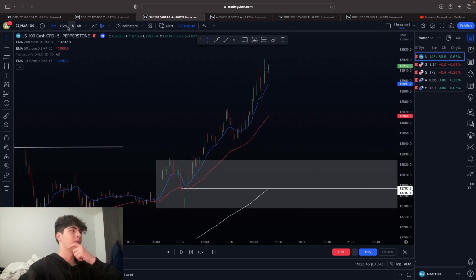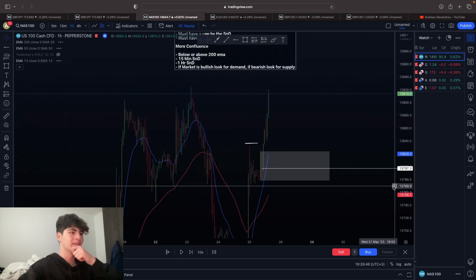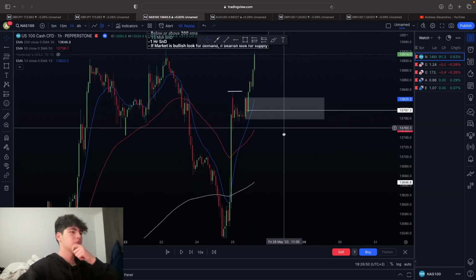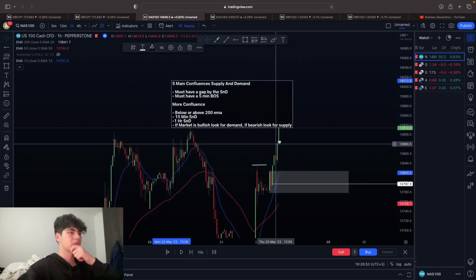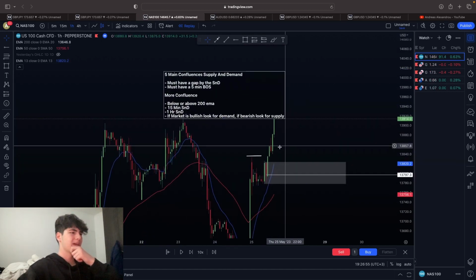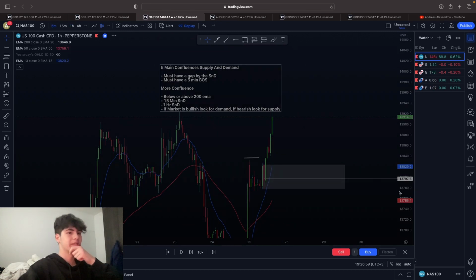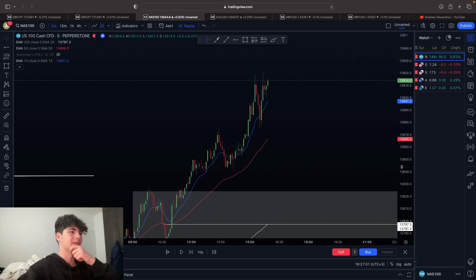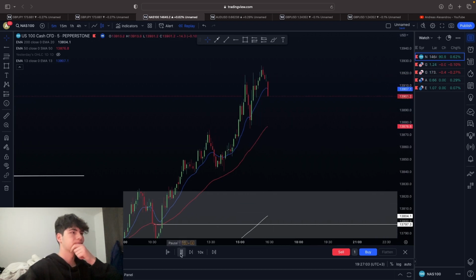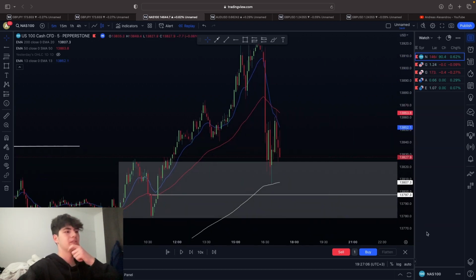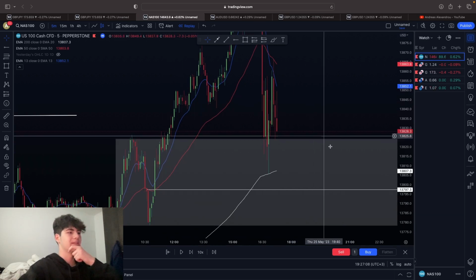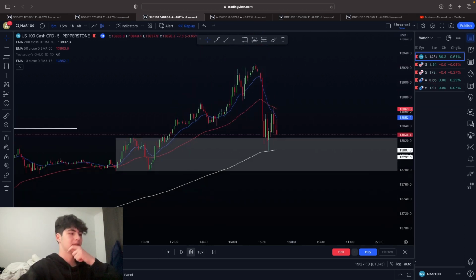This setup is a 1 hour as well. There's no 15 minutes. Following rules, we're below the 200 EMA. We had a breaker structure. We have gaps. We have liquidity sitting up top here. So we're just looking for a setup or an entry on the 5 minute. Let's see what happens. It did not tap into the 5 minute. Let's see if it actually taps.